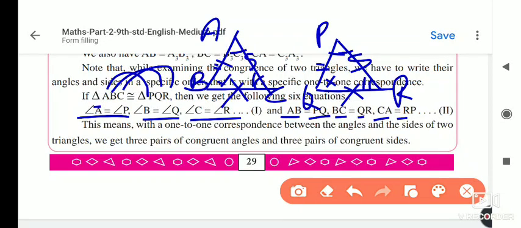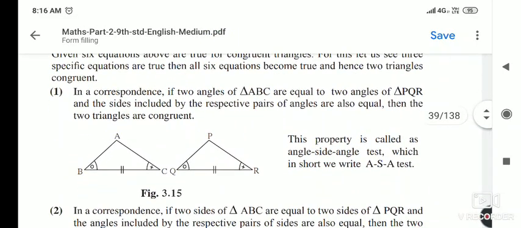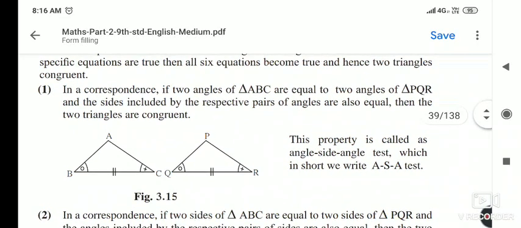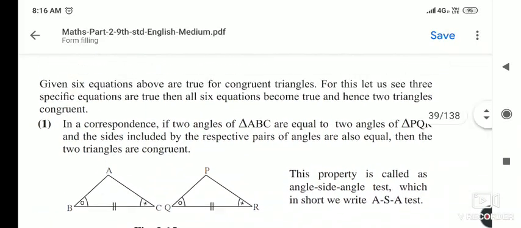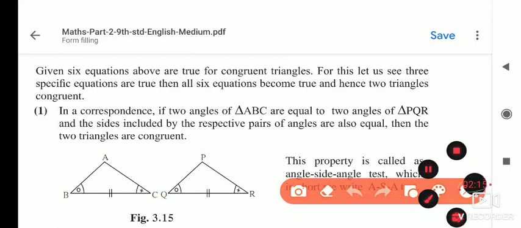This means one-to-one correspondence, which I also taught you. It shows that when two triangles are congruent to each other, all three angles of the first triangle are congruent to the three angles of the second triangle, and the sides are also equal. By using these properties we find the tests of congruency. So first of all, in sequence, we will see which tests are given here. The given 6 equations above are true.